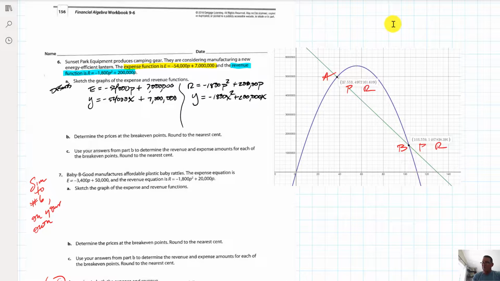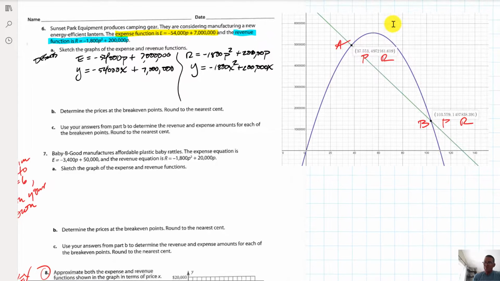Okay, on the first one, it says determine the prices at the break-even points. So we'll call the first one P1 and the second one P2. Kind of makes sense, right? Okay, so P1 would be approximately $37.55.